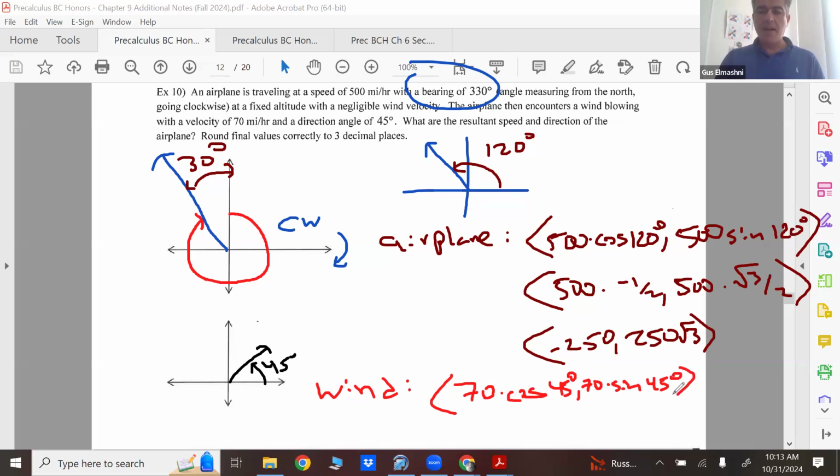Okay. Yeah, you see all the balloons there. Okay. Cosine 45, you should know is √2/2, right?